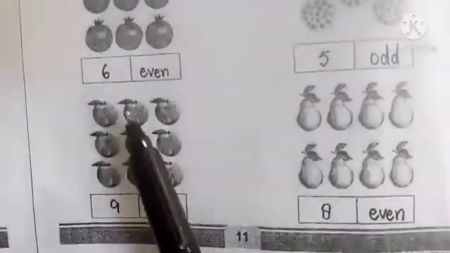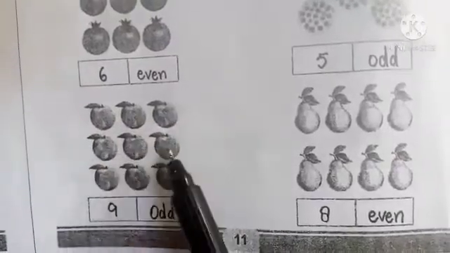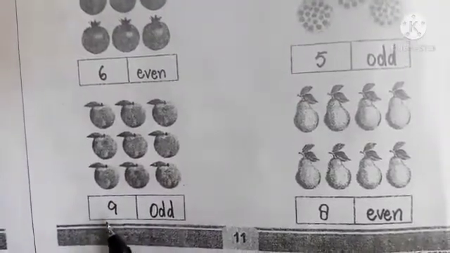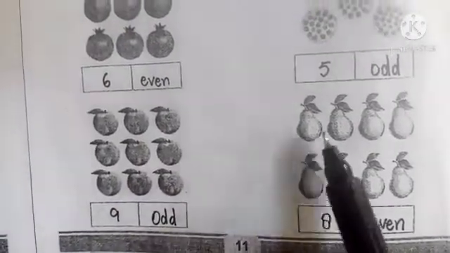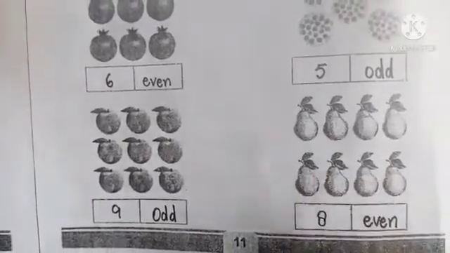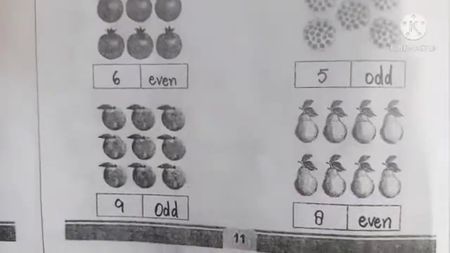Now count: 1, 2, 3, 4, 5, 6, 7, 8, 9. The number of objects is 9, and 9 is an odd number. Now count: 1, 2, 3, 4, 5, 6, 7, 8. The number of objects is 8, and 8 is an even number.